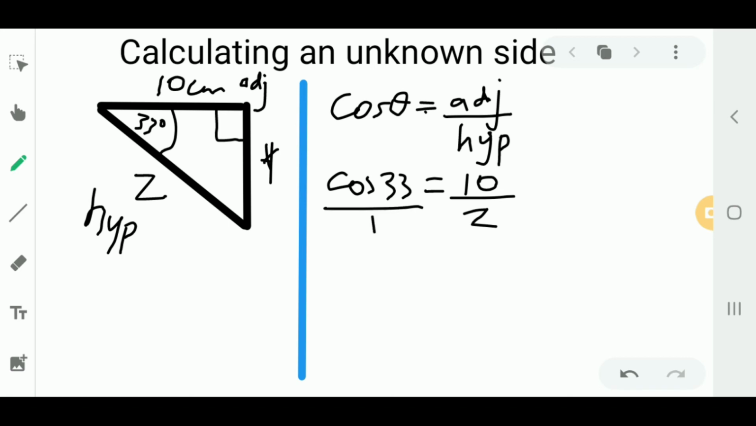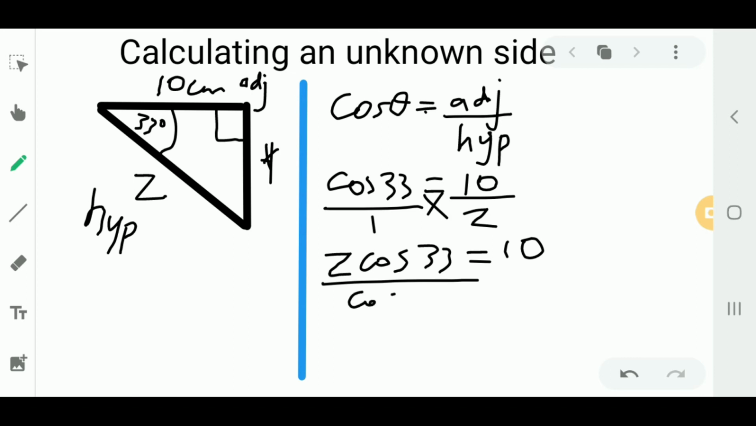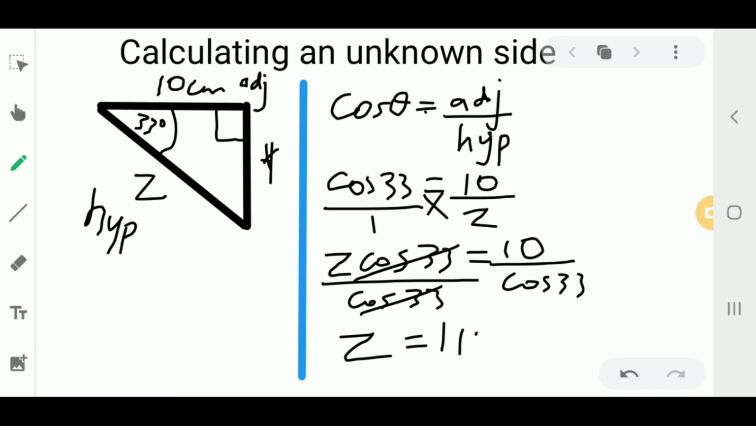So again, fraction, cross multiply, we have z cos 33 is equal to 10. We want z by itself, so that means we're dividing both sides by cos 33. So this cancels this, and then z is equal to 11.9 centimeters.